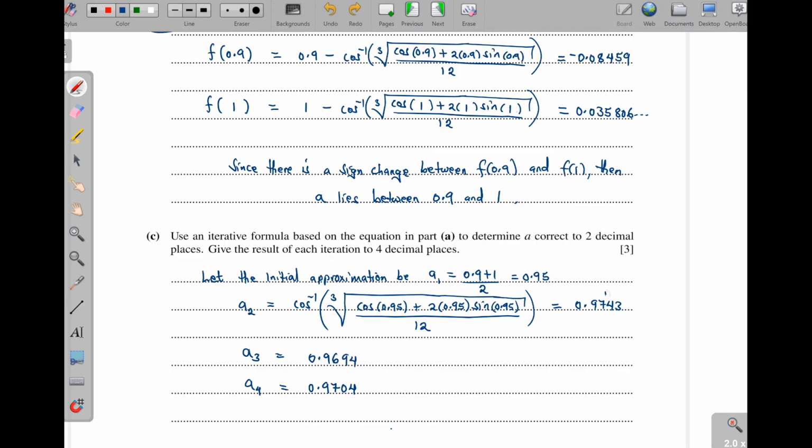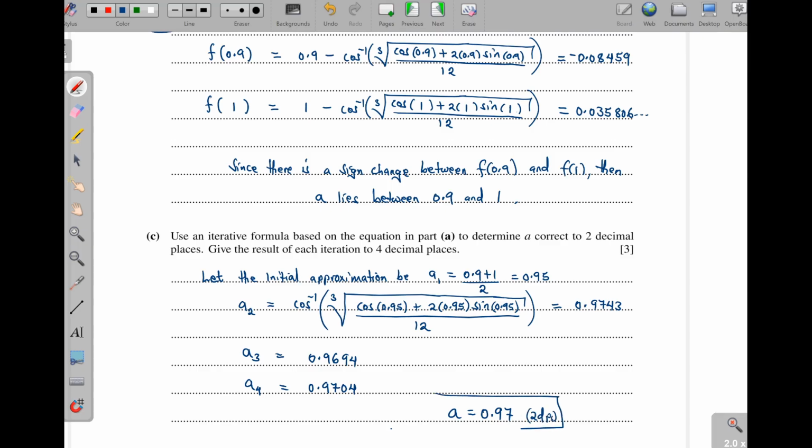Suppose I got these two. This is 0.9743, and this one is also giving me 0.97. But then when I put in the next one, it diverges a bit. That means you need to continue, okay? So our A is therefore going to be 0.97, that is to two decimal places.